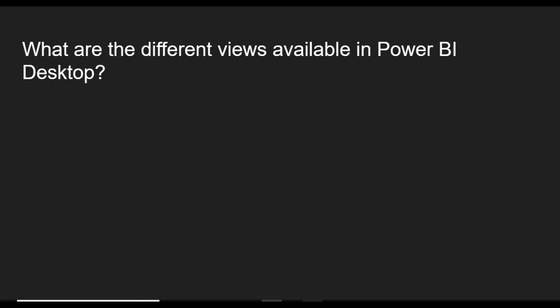Next, what are the different views available in Power BI Desktop? There are three different views in Power BI: report view, data view, and model view. Report view. In this view, users can add visualizations and additional report pages and publish them on the portal. Next, data view. In this view, data shaping can be performed using query editor tools. Next, model view. In this view, users can manage relationships between complex data sets.